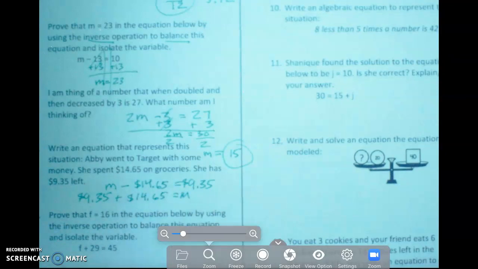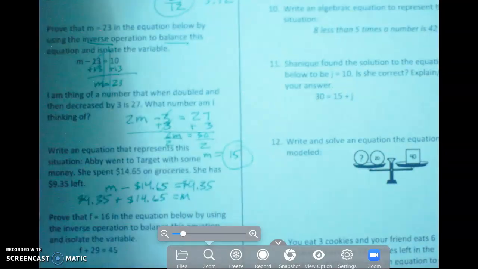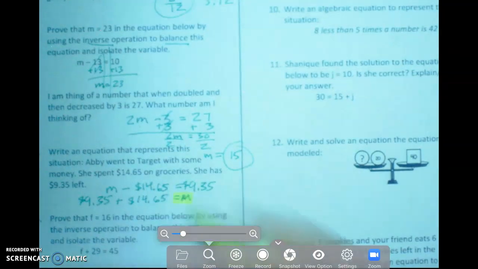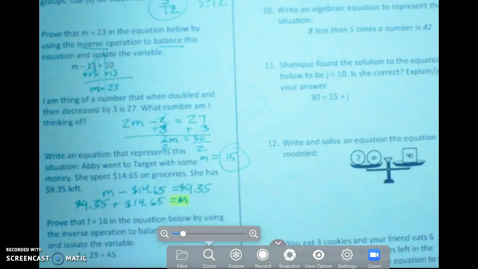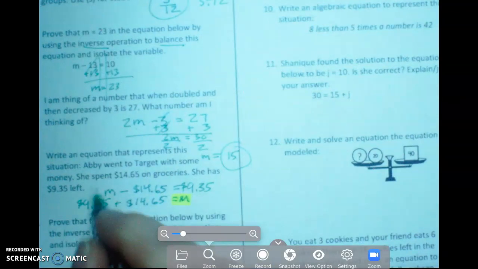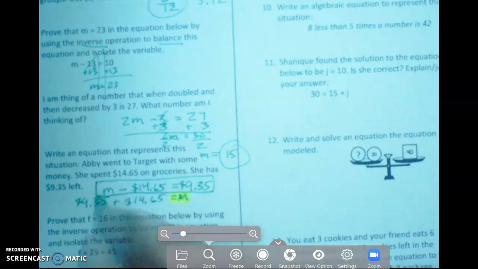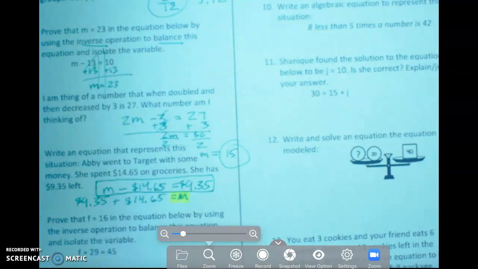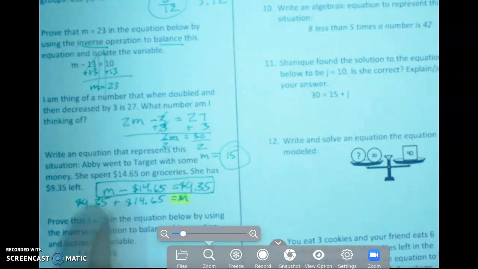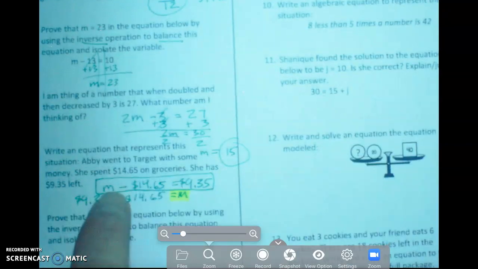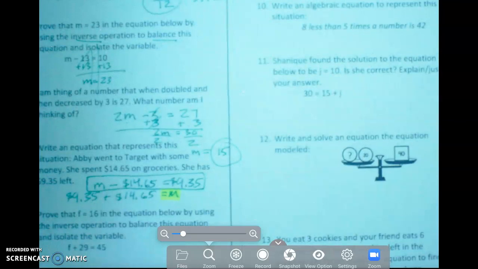And I know a lot of kids are going to think that's okay, but the problem is that this variable here, when you write it that way, is off by itself. We want the variable with an operation. So please, this is the answer we want right here. Even though you might be thinking about this one in terms of solving it, when we write it, we want to have that m minus 14.65.